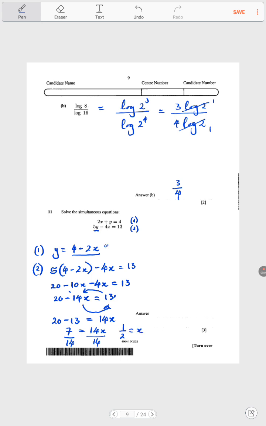Then I come back to this equation, which is equation 1. I'm going to substitute x and find the value of y. So 4 minus 2 times the value of x, which is half. So here I'm going to have 4 minus 1, which gives me 3. So my answer is going to be x is equal to half and y equal to 3.